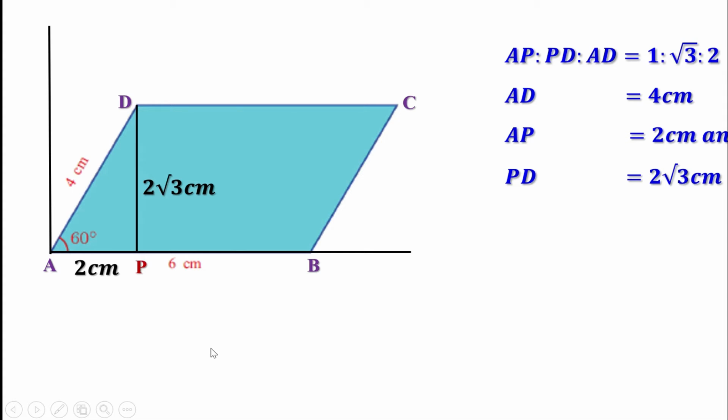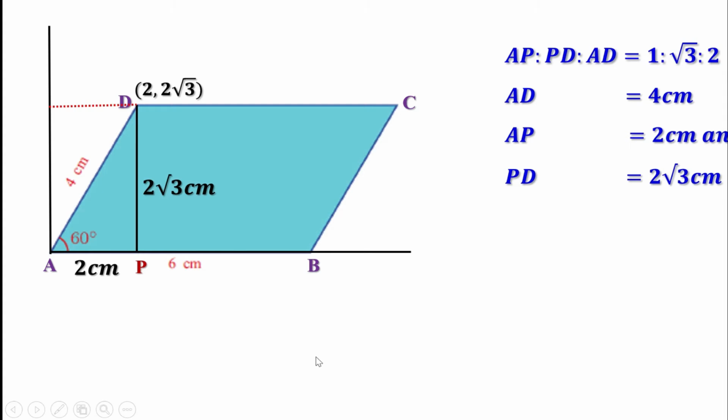Now let us find the y coordinate. For that, let us draw a perpendicular from D to y axis. This distance is equal to this distance. That is, this distance is 2 root 3 centimeters. This is 0. If we move 1 unit above 0, we reach at 1. If we move 2 units above 0, we reach at 2. If we move 2 root 3 units above 0, we reach at 2 root 3. Therefore, this point is 2 root 3. That is, x coordinate of this point is 2 and y coordinate is 2 root 3. Therefore, the coordinates of D are (2, 2 root 3).